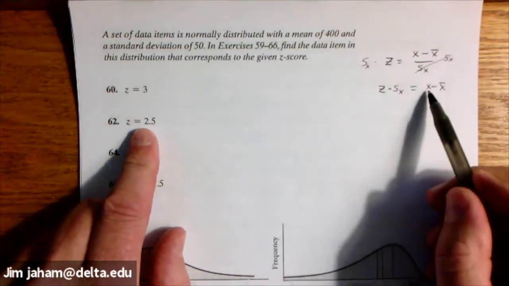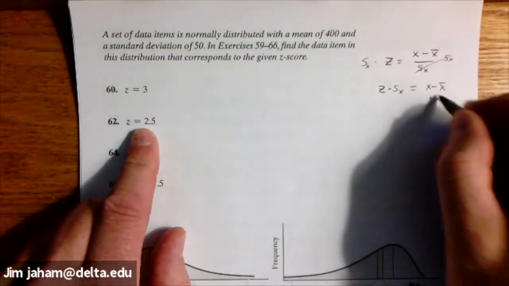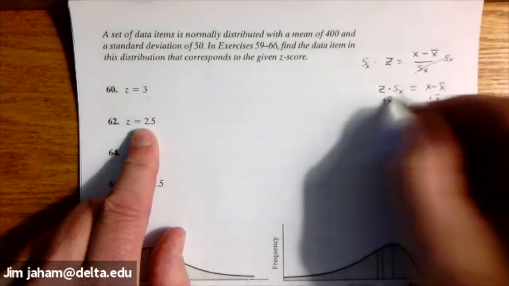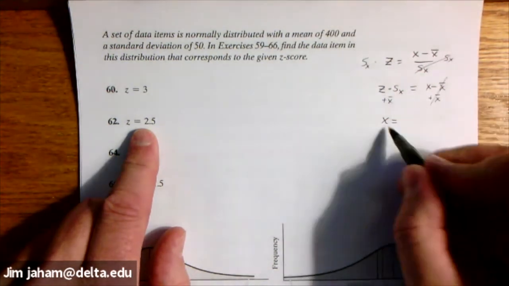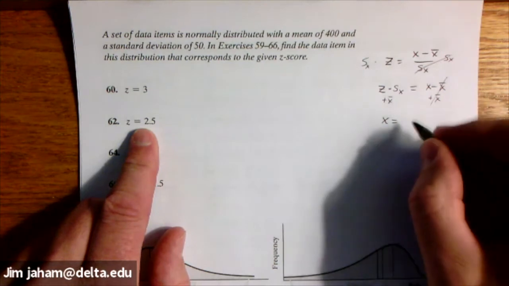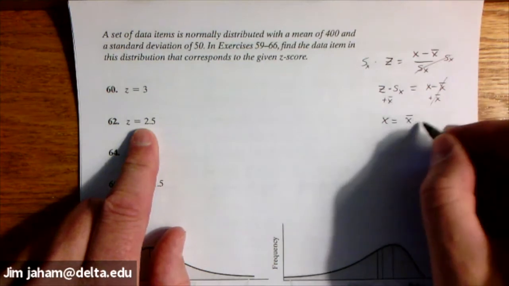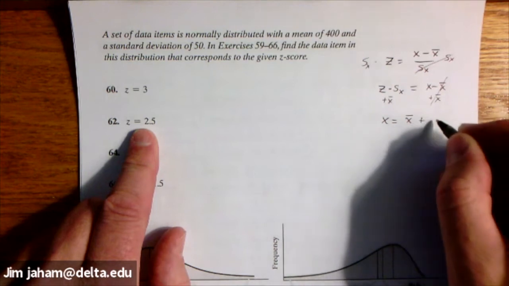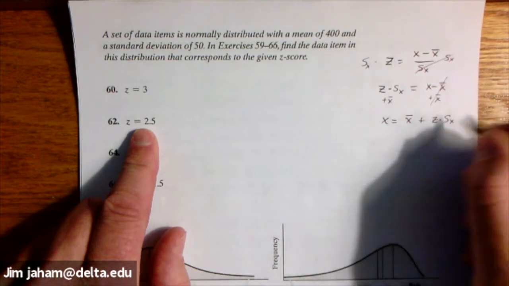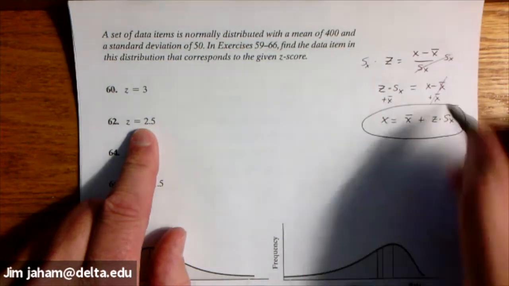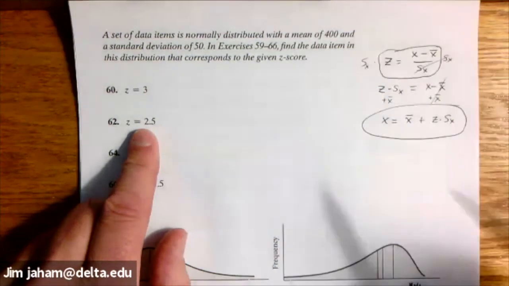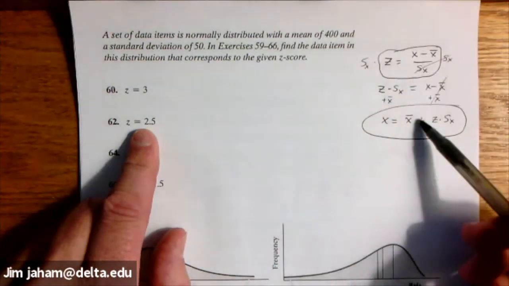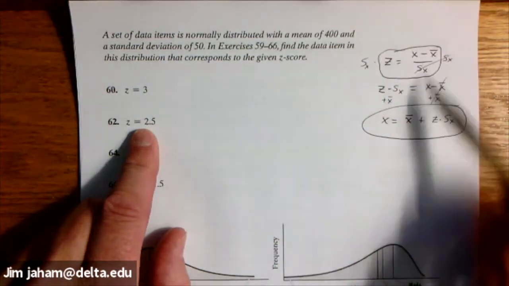And then if you want the x by itself to find the x score, we'll add the x bar. So those would cancel. So we would get the data value we're looking for is the one where we take the mean and then add it to the z-score times the standard deviation. So that formula is the same as this formula. It's just manipulated by algebra to make it look a little different.